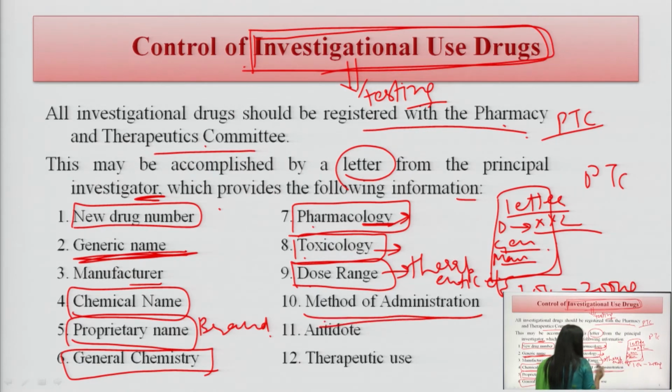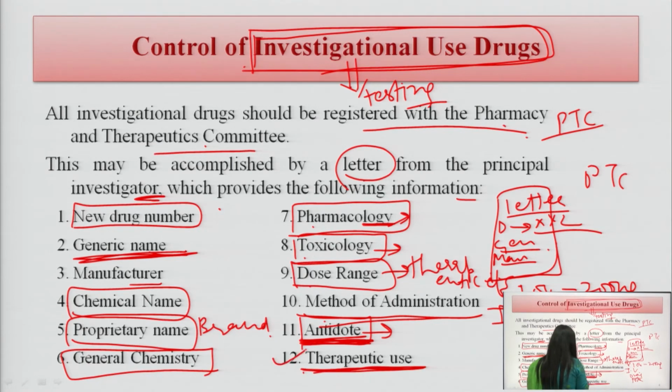Method of administration means any drug can be administered by IV, any drug can be given by oral, topical, these are all methods of administration. Antidote: if any new drug is given to the patient and after giving it there is toxicity, it's very important before starting a trial that we know what the antidote is for it. If any toxicity occurs, what new treatment can we give to the patient? This is called information about antidote. Then there is the therapeutic use for which we are going to do the testing.